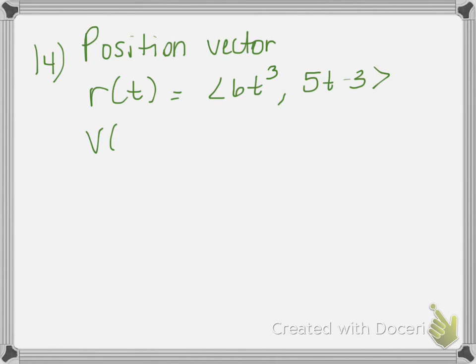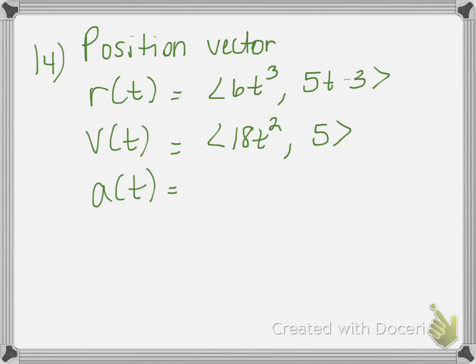If I want to find the velocity vector, basically I just find the derivative of each. If I want to find the acceleration vector, I just find the derivative of each. So if you're given the position, you just keep finding the derivatives for velocity and acceleration.